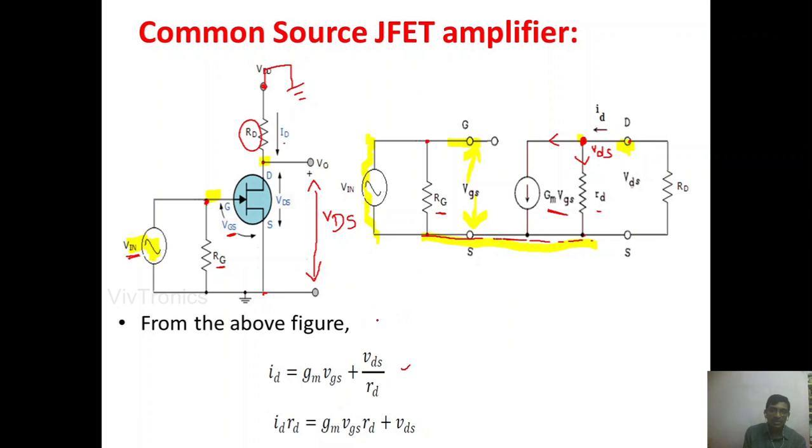Therefore, if you take RD as the LCM on the right hand side, and we take the RD to the left hand side, it gives you ID RD equals gmVGS RD plus VDS. So we have taken the LCM of RD, and then taken the RD to the left hand side, which becomes ID RD equals gmVGS RD plus VDS.